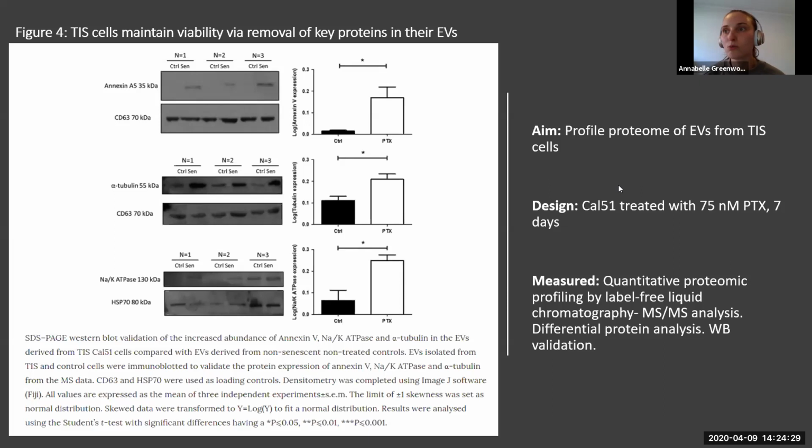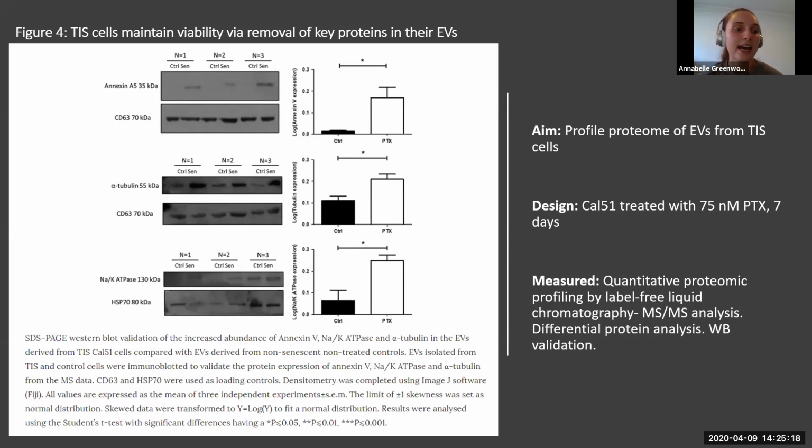And so what they found, what I haven't shown here is actually the table where they found 142 proteins were significantly overexpressed in the TIS EVs compared to the control EVs. And they were particularly interested in three of those proteins, which they've validated here with a Western blot analysis. So we've got annexin A5, which is crucial for apoptosis, and it has other roles in cancer, including metastasis and stuff. Alpha tubulin, which is directly targeted by PTX. So this is a way for the cells to evade chemotherapy, basically.